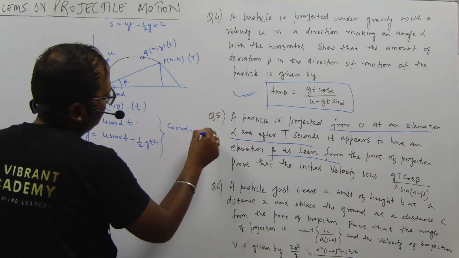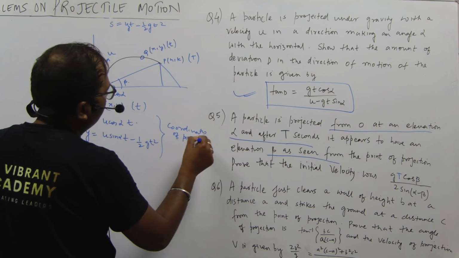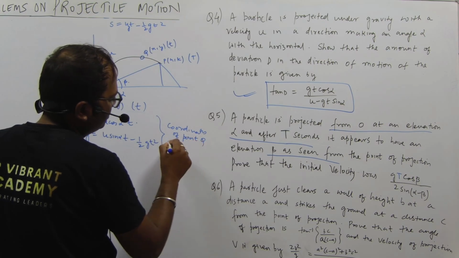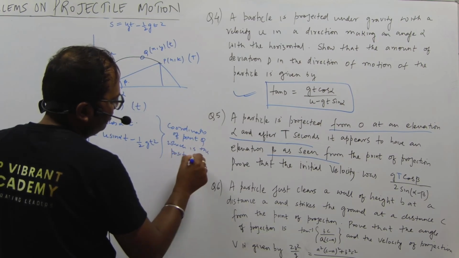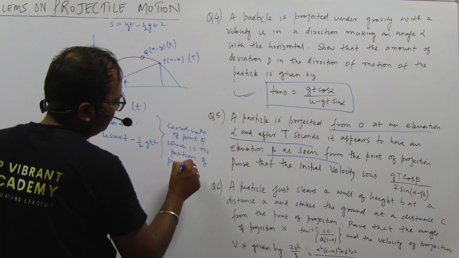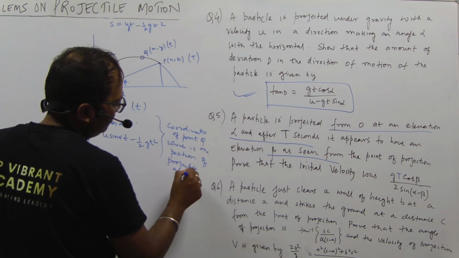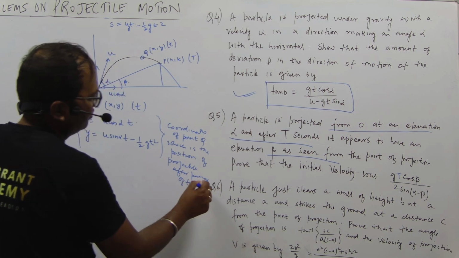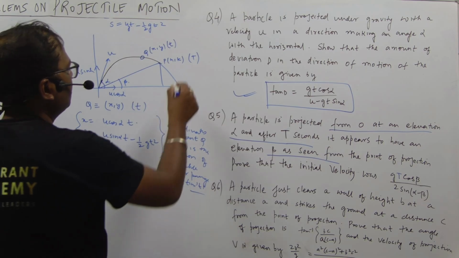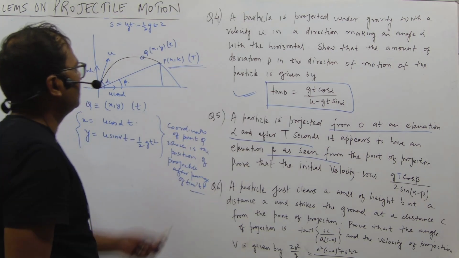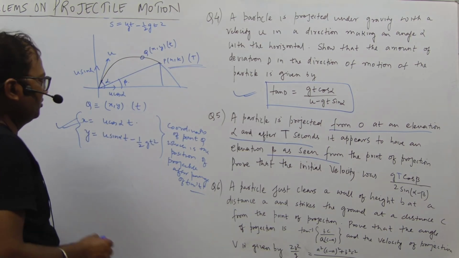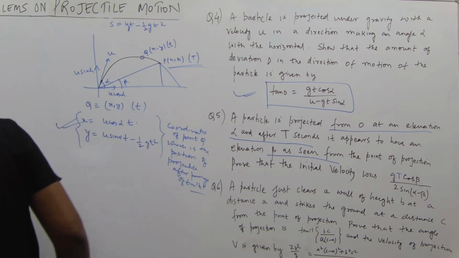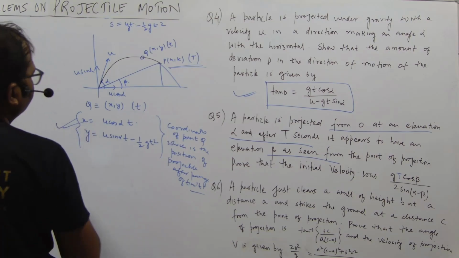So these are the coordinates of point Q, which is the position of the projectile after passage of time small t. Let us represent h and k in terms of this particular expression. Let us replace x and y with h and k, and t with capital T.